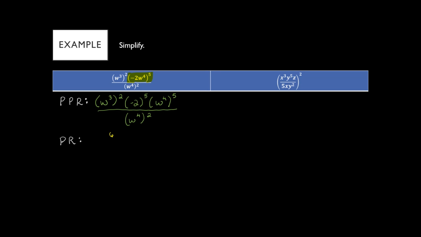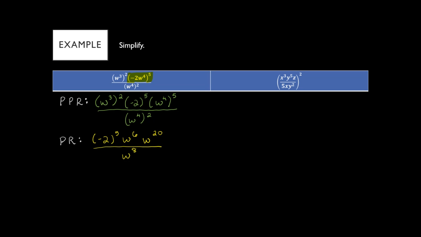Let me actually rewrite that so it looks a little nicer. W to the sixth, and then w to the fourth to the fifth. 4 times 5 is 20, so that's going to be w to the 20. And then w, 4 times 2 is 8. So I get w to the 8 in the denominator.